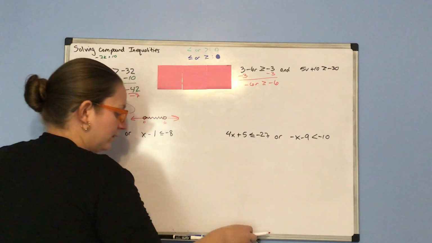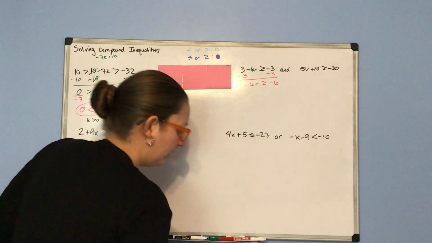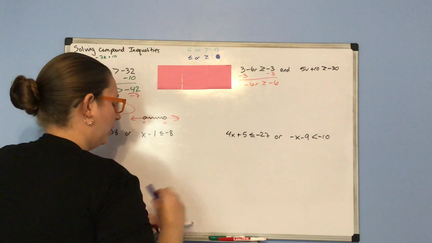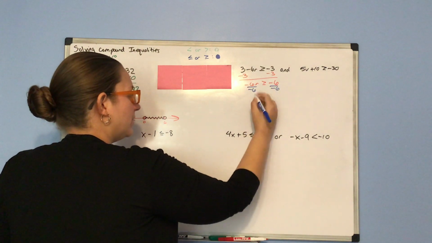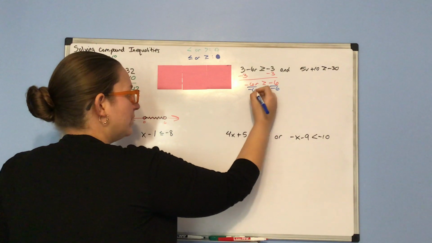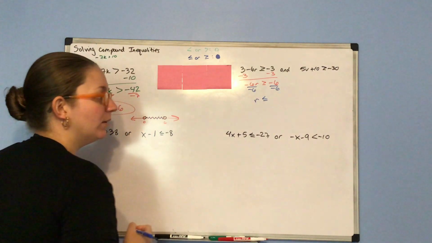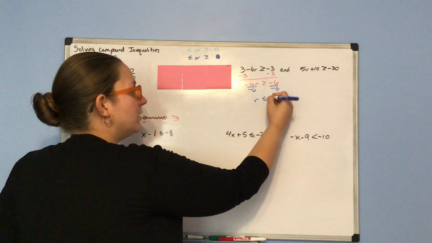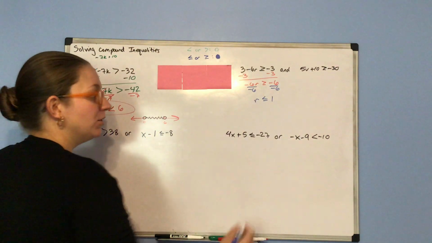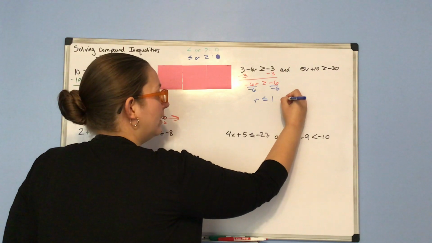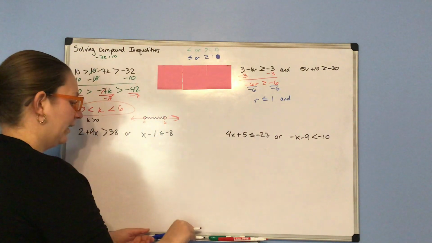And then from here, I need to get r by itself. I'm going to divide. Negative 6 divided by negative 6 is 1. I divided by a negative, so my inequality flips around. So one part of my solution is r is less than or equal to 1. And I've got to do the other one.